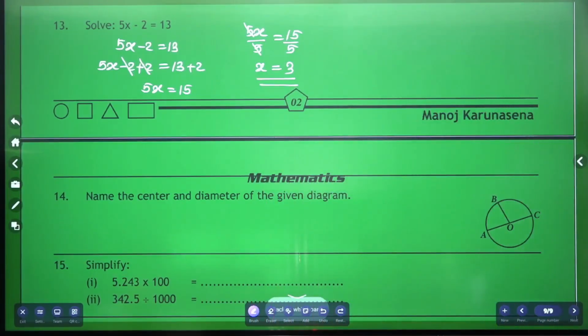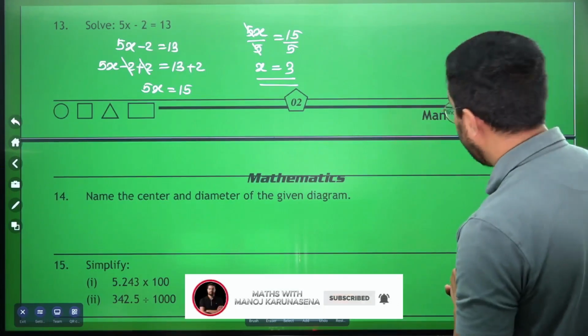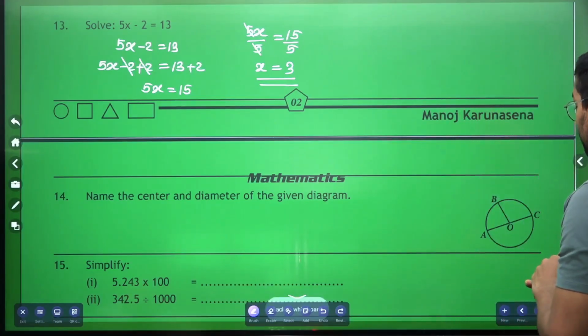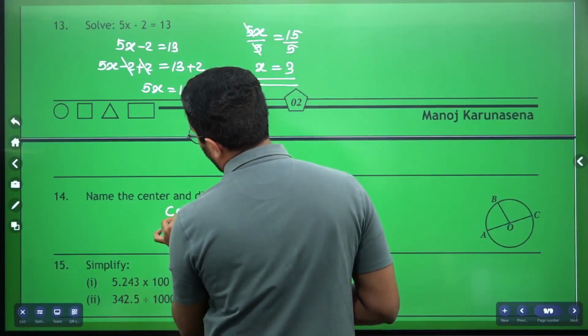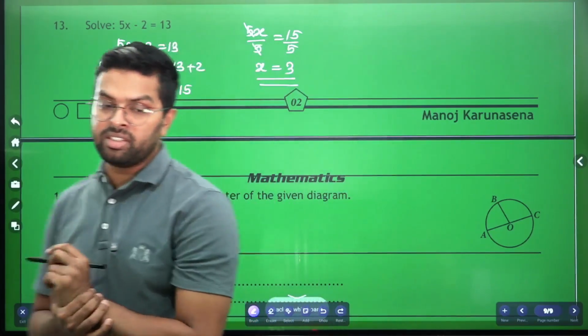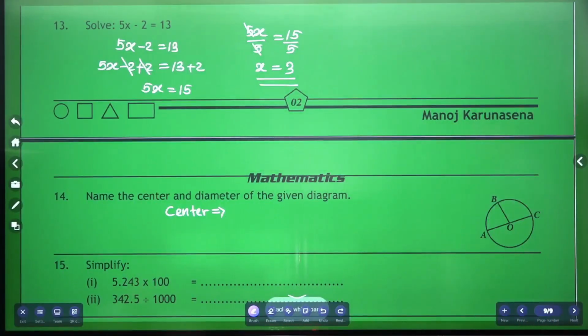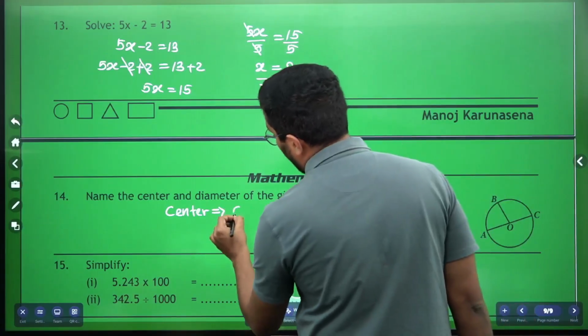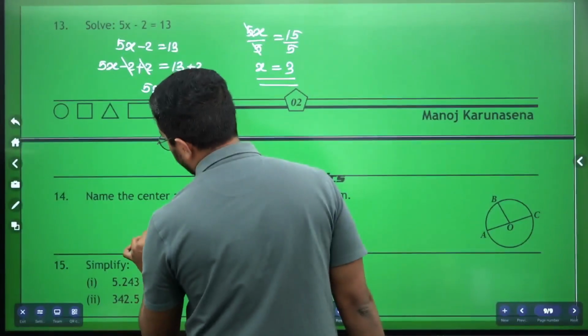Moving on, question number 14. Name the center and the diameter of the given diagram. We are given a circle and asked for the parts of this circle. So what is the center of the circle? Yes, the center of the circle will be O. And what is the diameter?